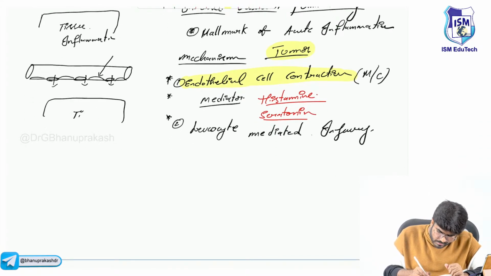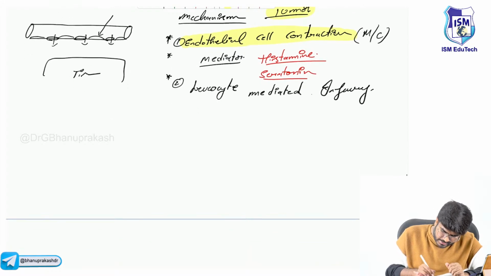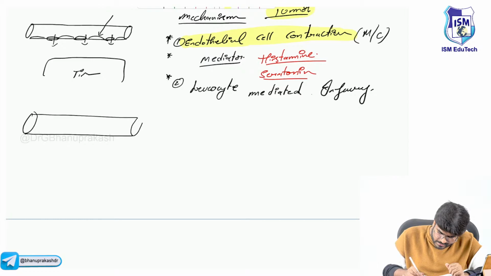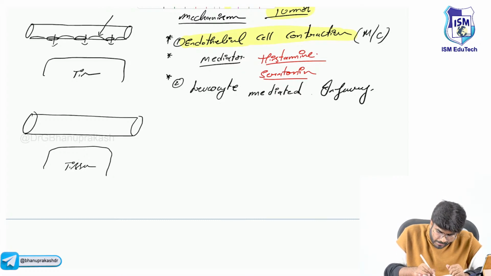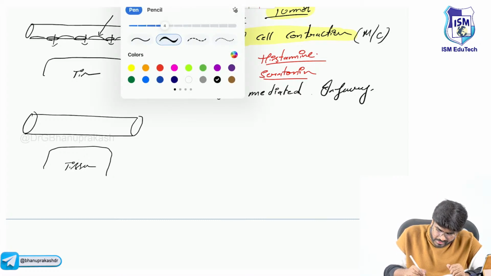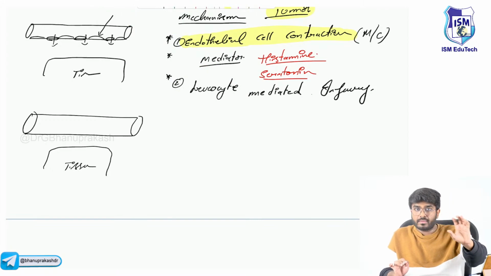Now look here, I am explaining the next one. See in this image, this is your blood vessel, and here is your tissue, the inflamed tissue. Whenever there is inflammation, more blood is coming, vasodilation, more blood is coming, more neutrophils are coming.